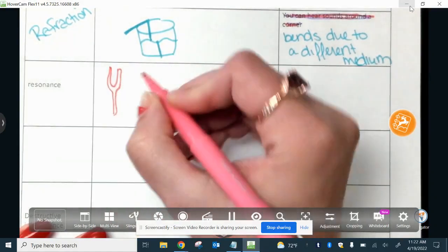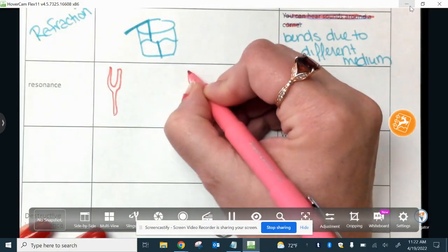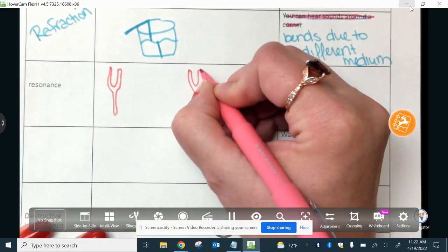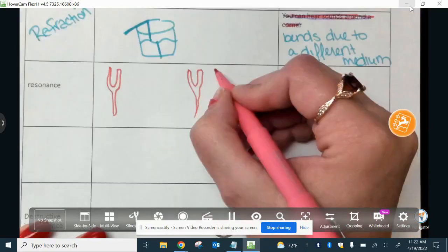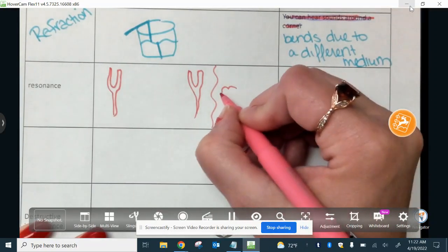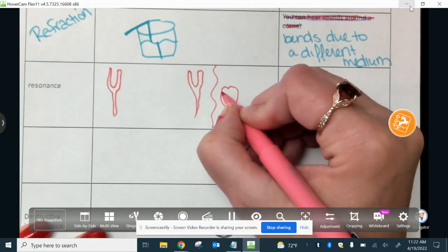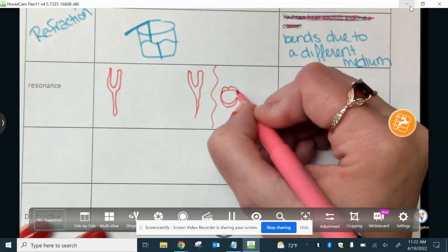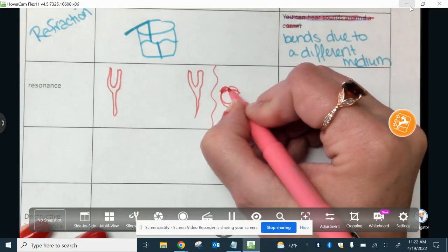That's a bad tuning fork. Are tuning forks used for anything, or are they just to demonstrate? I think you can use them musically to make sure something's on pitch.